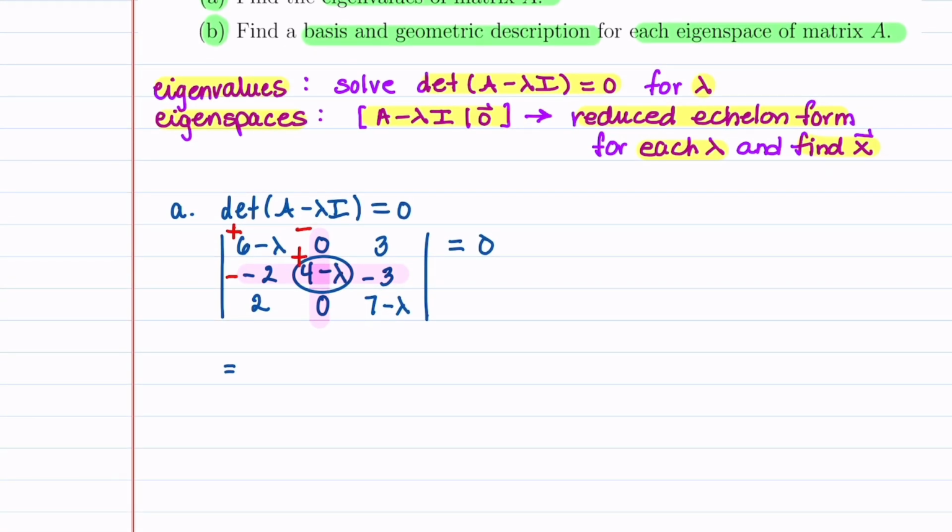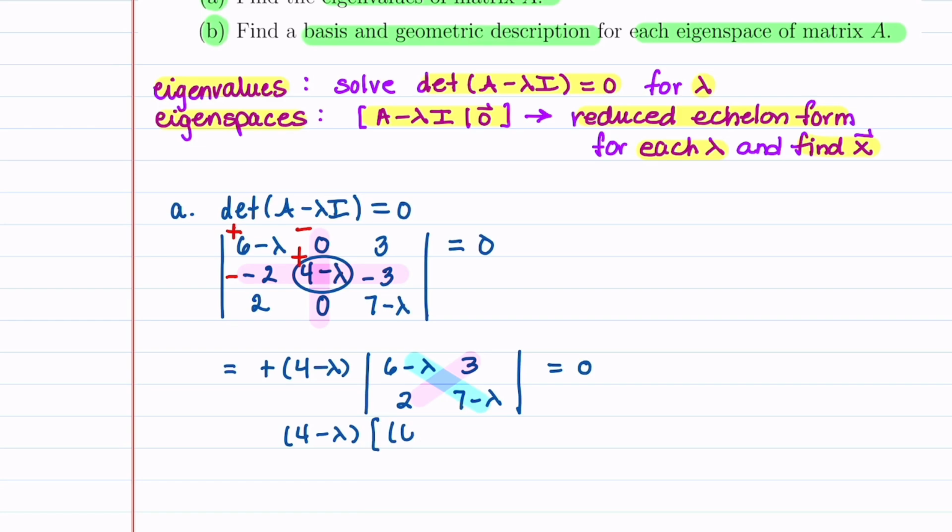So our determinant is equal to plus times 4 minus lambda times the 2 by 2 determinant that's left, and that's a 6 minus lambda, a 3, a 2, and a 7 minus lambda, and we're going to set that equal to 0. So we have 4 minus lambda, and then in this determinant, we're going to evaluate the determinant by multiplying the main diagonal and subtracting off the off diagonal. So this is going to give us 6 minus lambda times 7 minus lambda minus 2 times 3, which is 6.